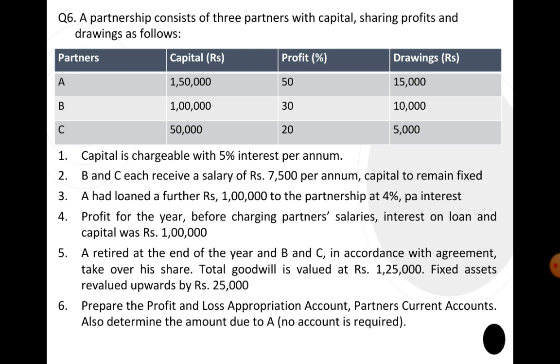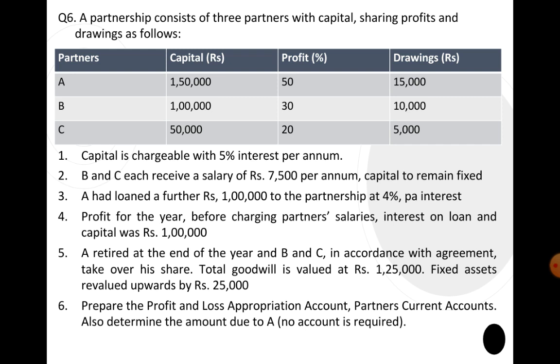And then point number 5, A retired at the end of the year and B and C, in accordance with agreement, take over his share. Total goodwill is valued at rupees 1,25,000. Goodwill will not be affected in case of the profit and loss appropriation account, neither will it affect your partner's current account. And then you have fixed assets revalued upwards by rupees 25,000. We are not preparing the revaluation account, so this will not affect any of your other accounts.